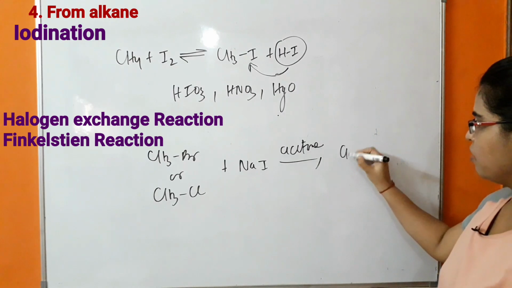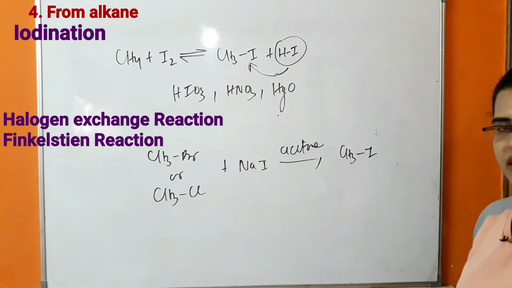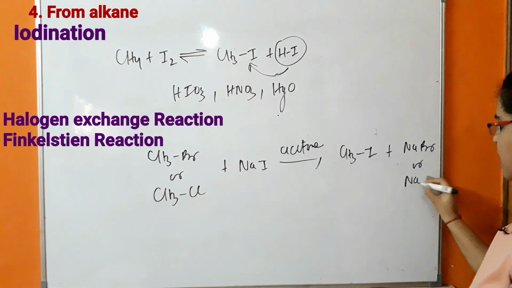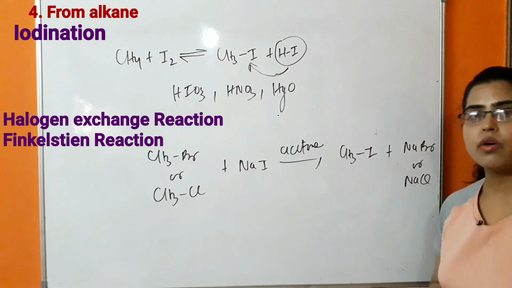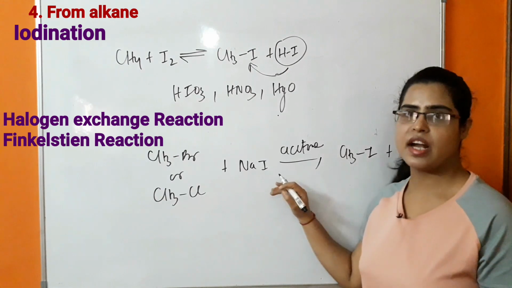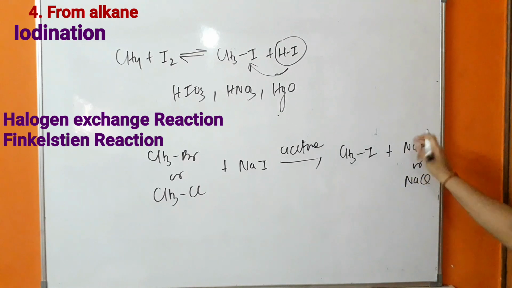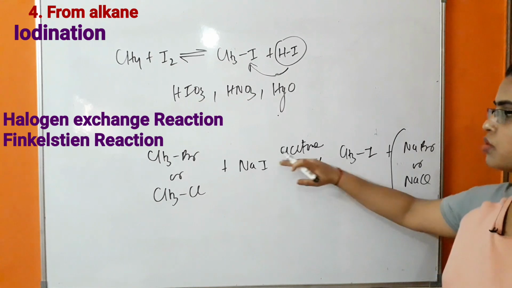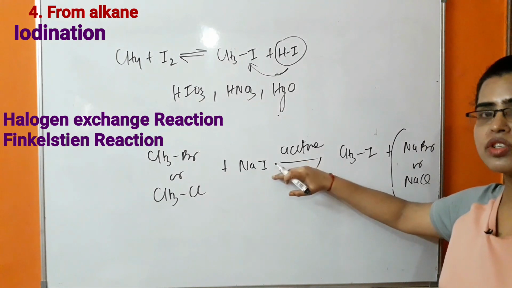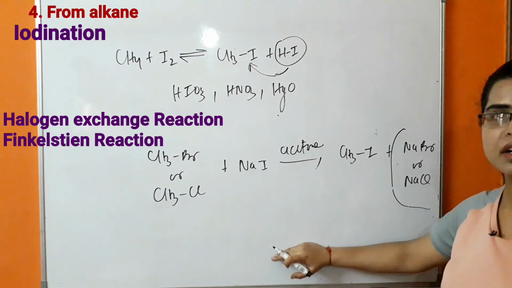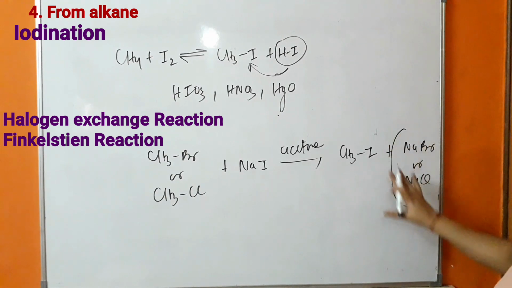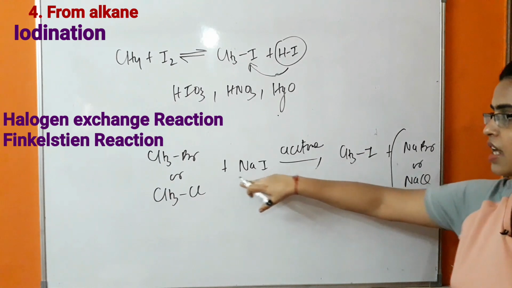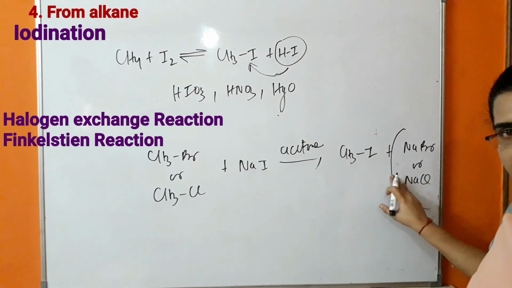So methyl iodide is formed, with removal of NaBr or NaCl. This reaction also follows Le Chatelier's principle, because the byproducts NaBr and NaCl are not soluble in acetone, due to which they deposit at the bottom of the flask. They are easily separated as they are not soluble in acetone, due to which the reaction moves in the forward direction.